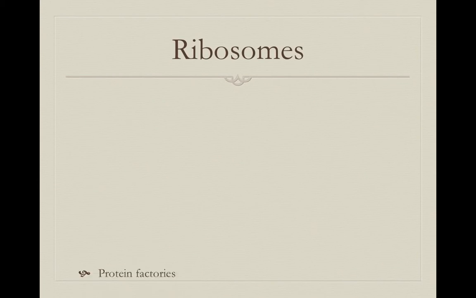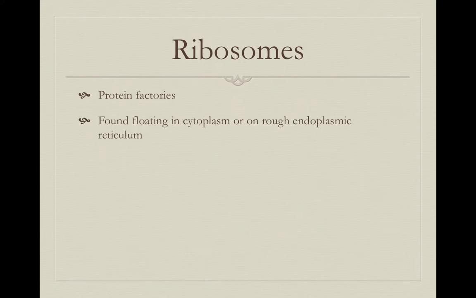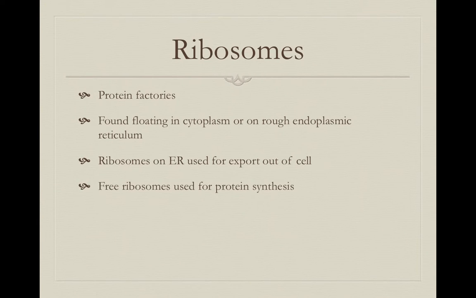Now we're going to talk about ribosomes. They're basically the protein factories of the cell. They're found either floating in the cytoplasm or on the rough endoplasmic reticulum. They play two different roles depending on where they're found. If they're found on the ER, they're usually used for exporting things out of the cell. And if they're free-floating, then they're more likely used for protein synthesis.